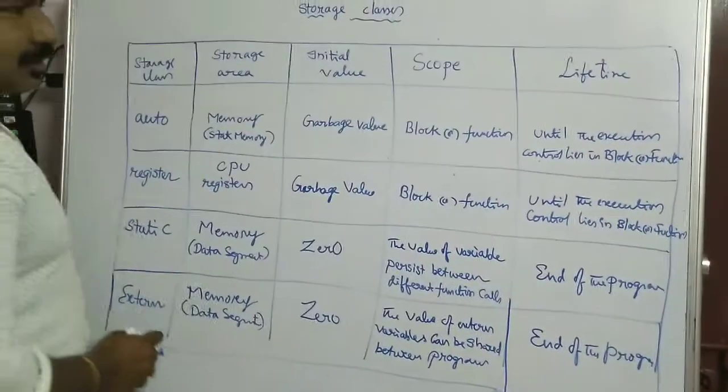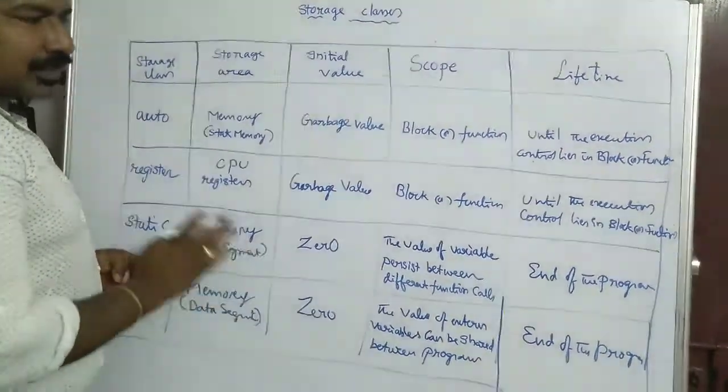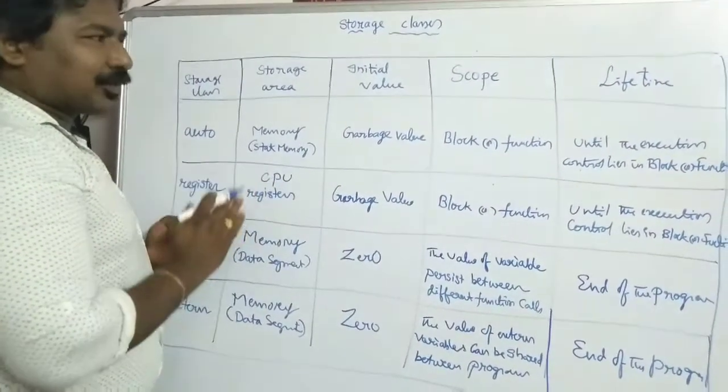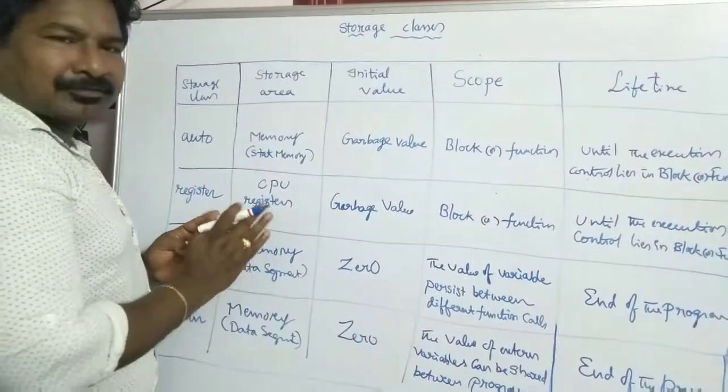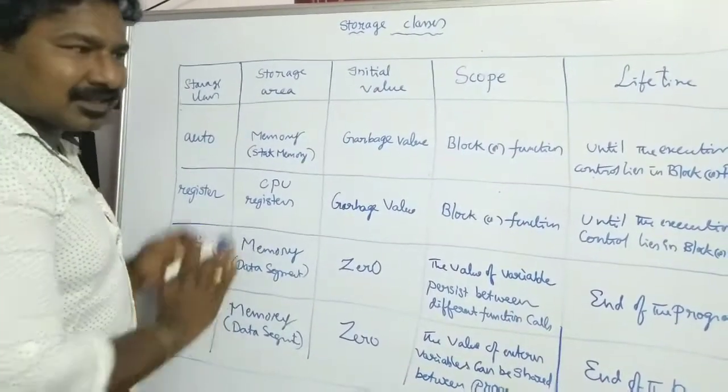Okay friends, so this is the tabular form for the storage classes. I have summarized all the information about the storage area, initial value, scope and lifetime of all four storage classes, that is auto, register, static and extern, in a tabular form.